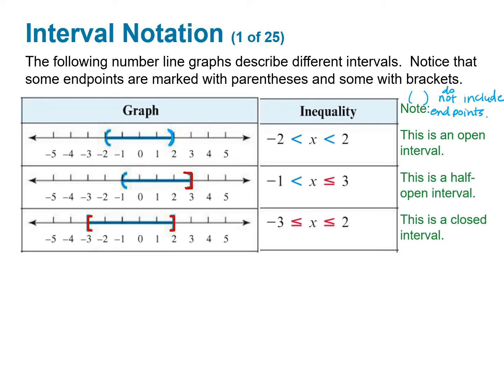So it says note, this is an open interval. An open interval has these parentheses right here. Both of those are open, meaning we'll go up to those points, but we're not going to include the -2 here or the +2 here. The next one is a half open interval where we're not including the -1, but we are including this 3 in our set. And this is a fully closed interval from -3 all the way to 2, and we're including -3 and 2 in our set.